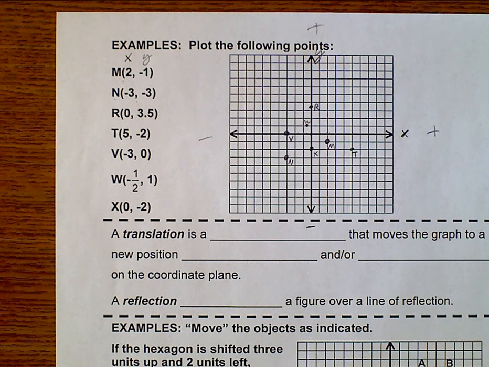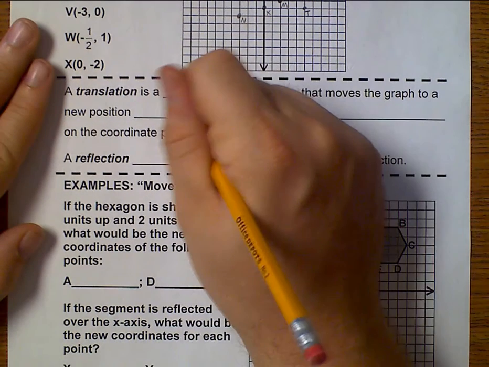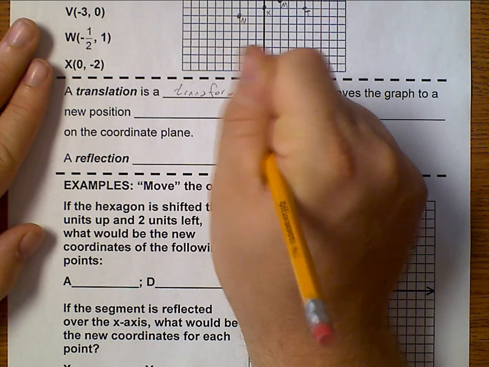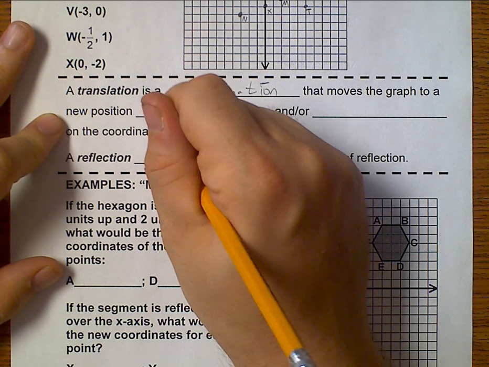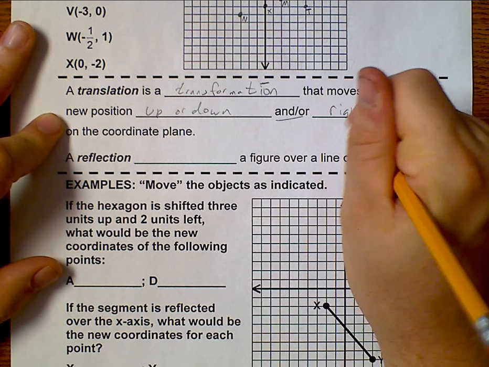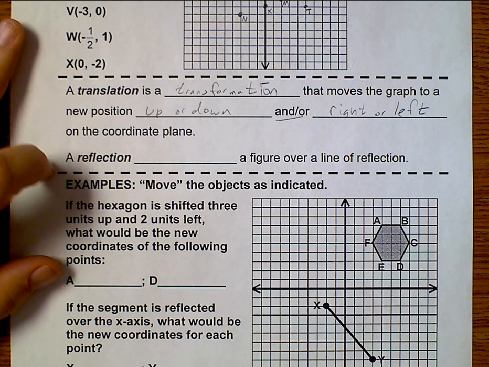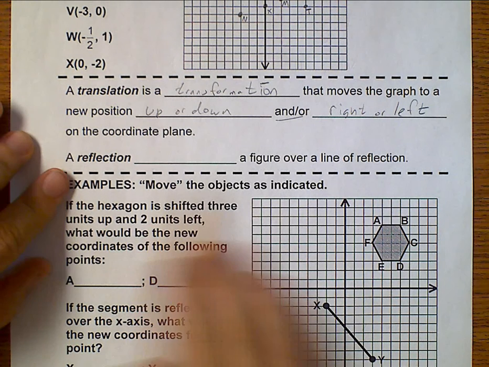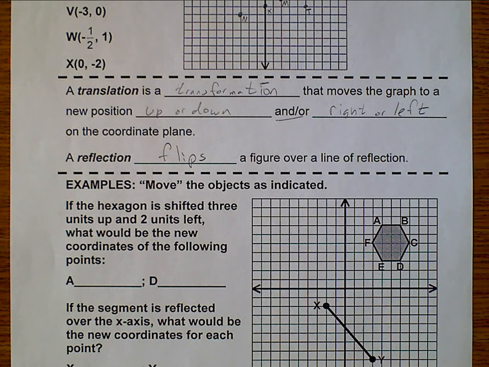Now let's go ahead and put our ability to read and plot points together, and we're going to go ahead and introduce translations. Well, translation is a transformation that moves a graph to a new position up or down and or right or left on the coordinate plane. And then the reflection, well, reflection flips a figure over the line of reflection. So let's go ahead and see how we do this.